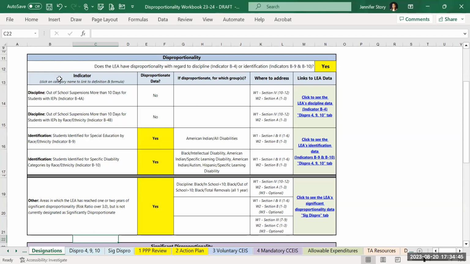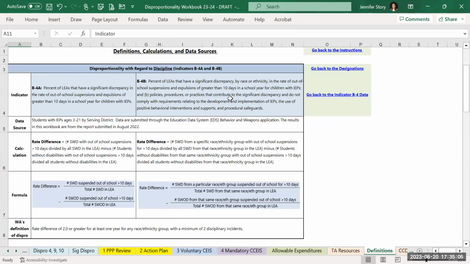In order to see the definitions of discipline that we're looking at, what are we looking at? Where are we getting the data from? What is the definition of disproportionality? What is the formula, the actual calculation that is used? You can click on any of these and it will take you directly to that particular tab and will tell you how, for example, indicator 4A and 4B were calculated.